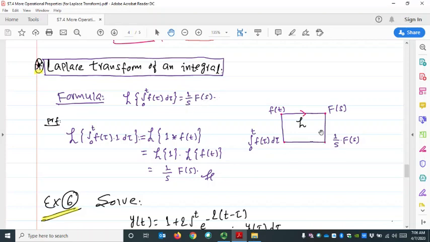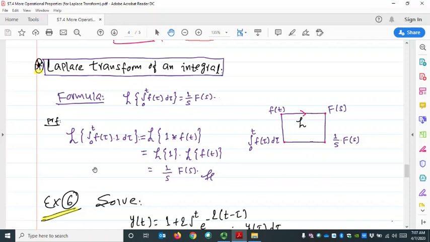This is the same thing here on this diagram. The Laplace transform of little f of t is capital F of s. The Laplace transform of the integral over 0 to t of little f of tau d tau is 1 over s times the Laplace transform of little f of t.